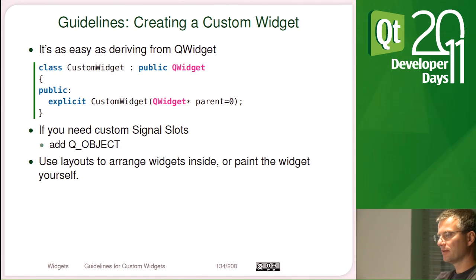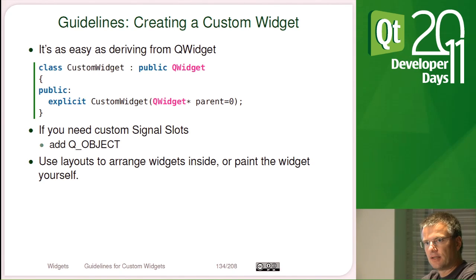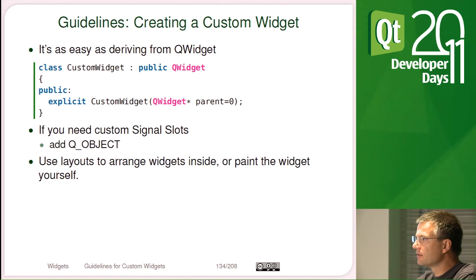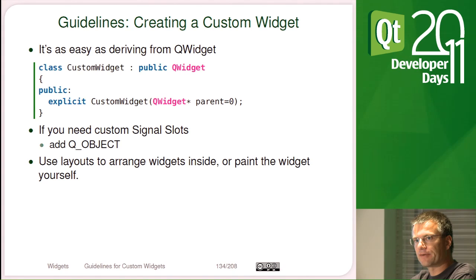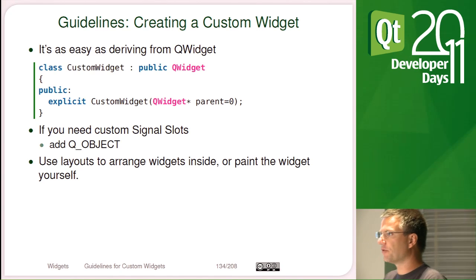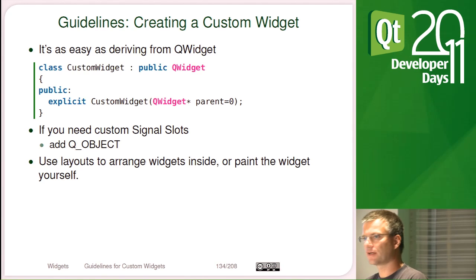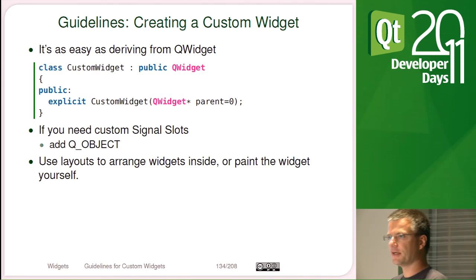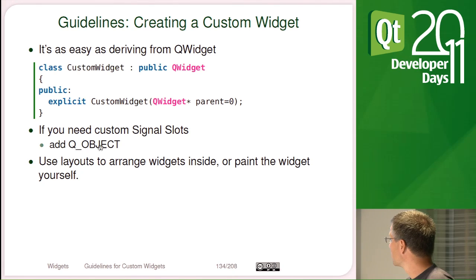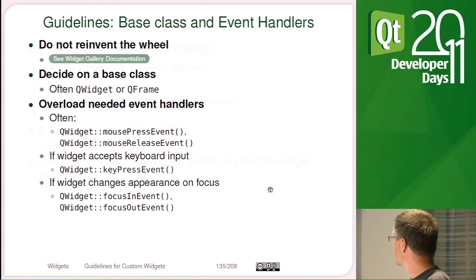Or you can paint the widget yourself. Let's say you have some graphical widget where you want to show some information, graphical information. Then you can override the paint event and draw the widget yourself. Just plain drawing function, draw a line from A to B, draw a circle, draw a text, everything within the paint event of your widget. So that's the two approaches you can go creating your custom widgets.